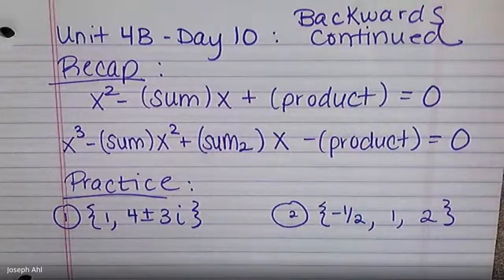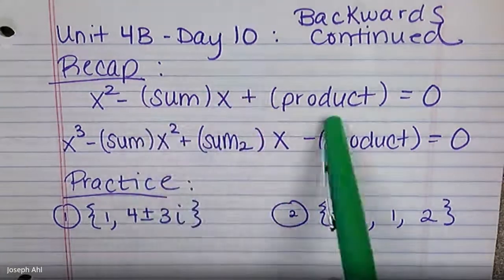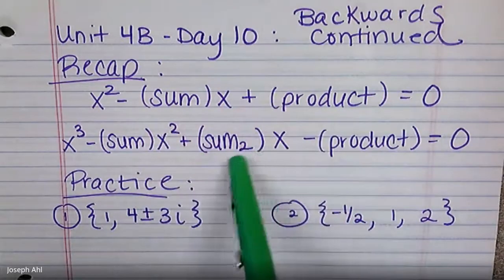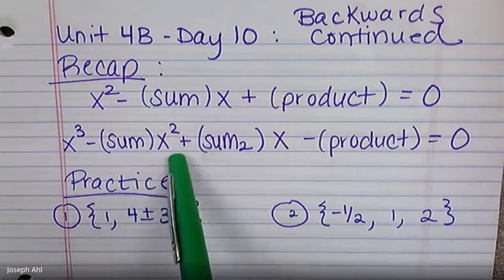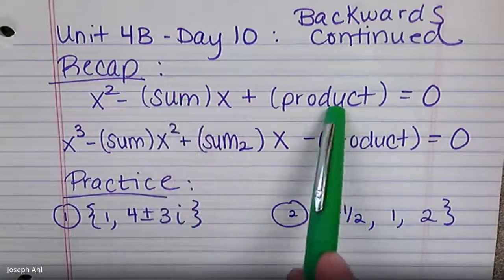All right, pre-calc, here it is, the grand finale of Unit 4B. Day 10 is going to be a little continuation of working backwards. So yesterday in our lesson, to recap, we learned what the standard form of an equation looks like for a quadratic and a cubic based on the sum and product of the roots.